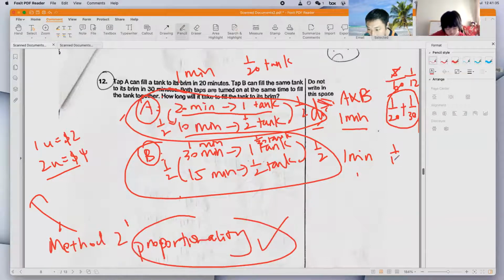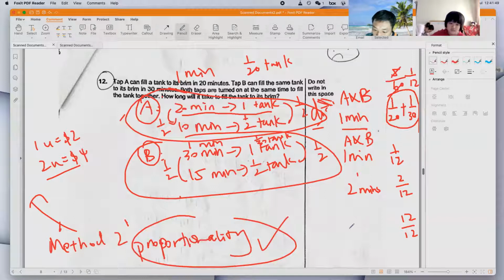So I think the question is very simple already. In 1 minute, A and B together, 1/12 is filled. So 2/12, you need 2 minutes, right? So in order to have 12/12, how many minutes do you need? 12.